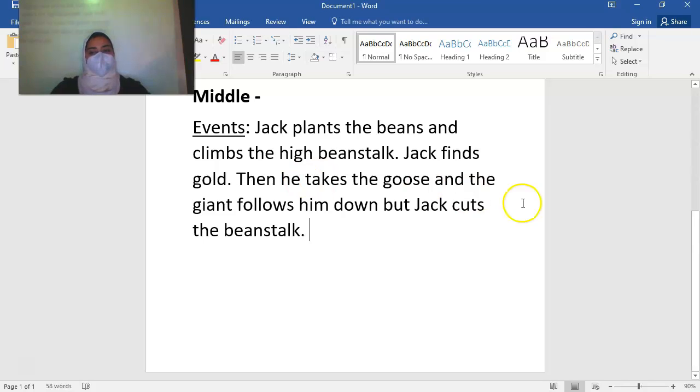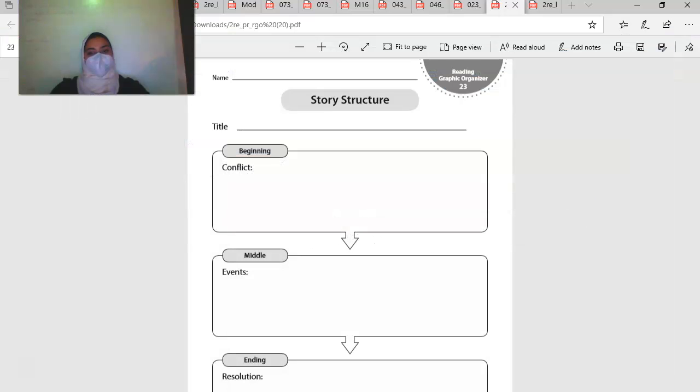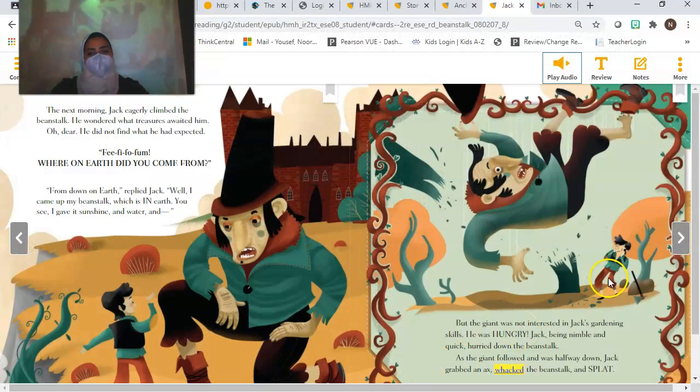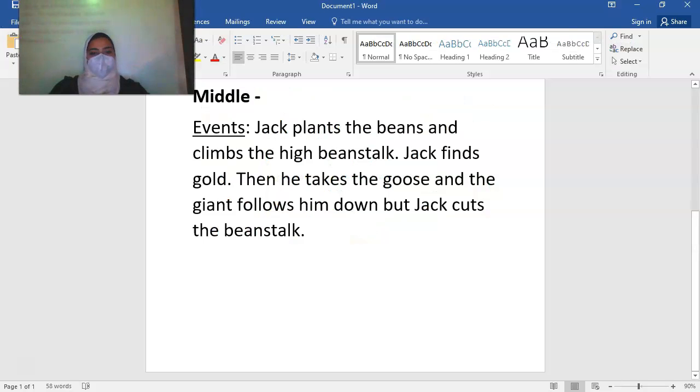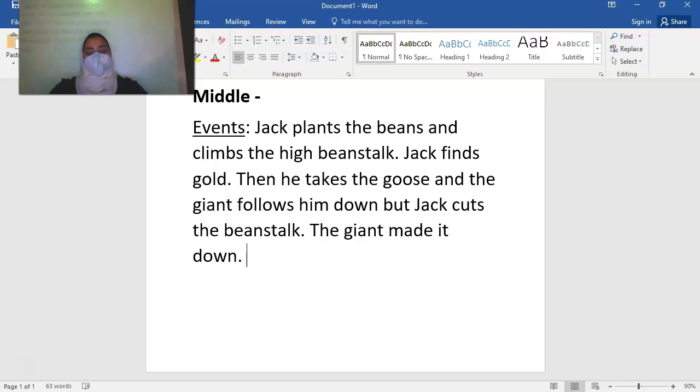Does the giant make it down though? Yes, he does. Look. Did he make it down? Yes. I mean, he hurt himself, but he made it down, right? Okay, very good. So the giant made it down.